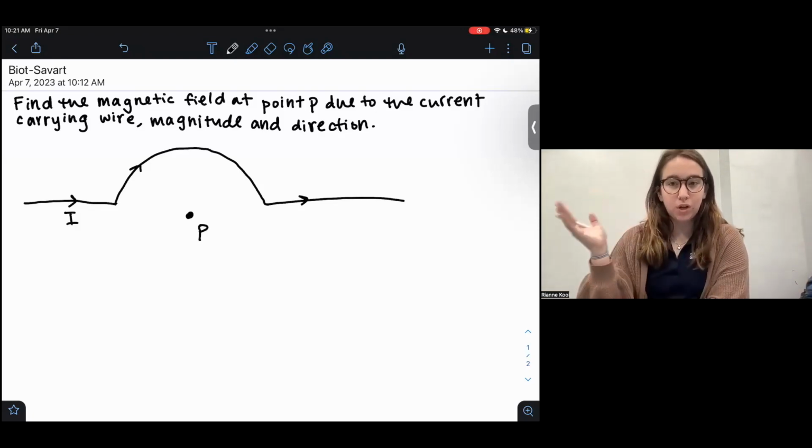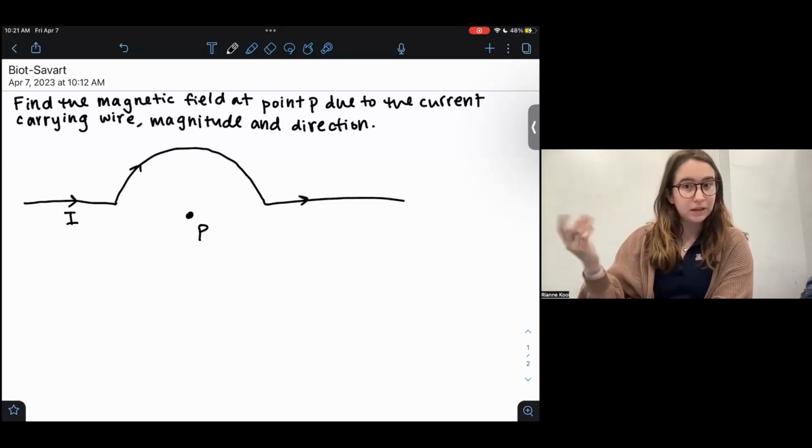So we're going to be talking about the Biot Savart law, and we're just going to take it as it goes. I came up with this problem along with Sam today. It isn't from the book, but it is going to be extremely helpful so that you can understand how to solve a problem like this.